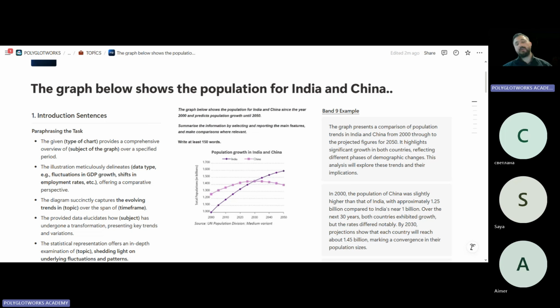But if your aim is higher than 6.5, you need to just change the structure of your sentences. How? Instead of writing the numbers, you need to write what's going on there. This is the most important part. But it takes time. It's not about only English. It's about understanding the graph.